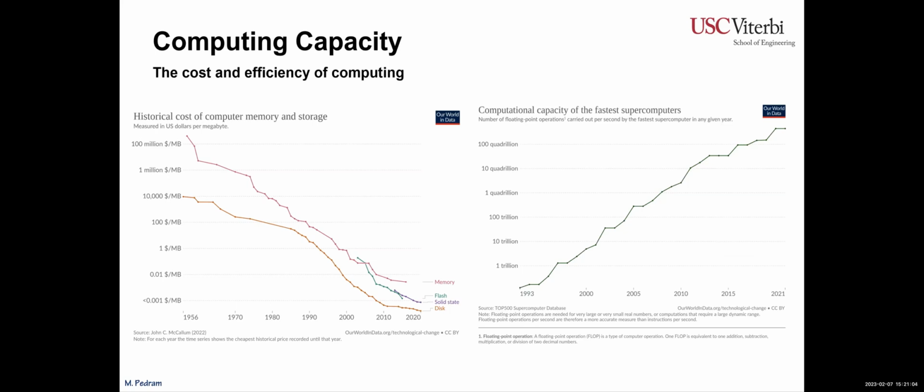And currently we are at the level that we can do in 2021 or so in excess of 100 quadrillion operations per second in our fastest supercomputers.